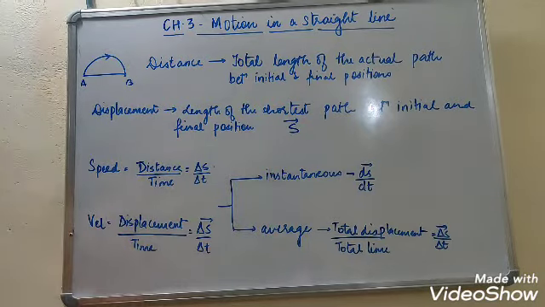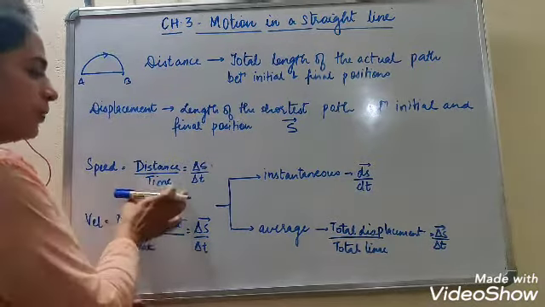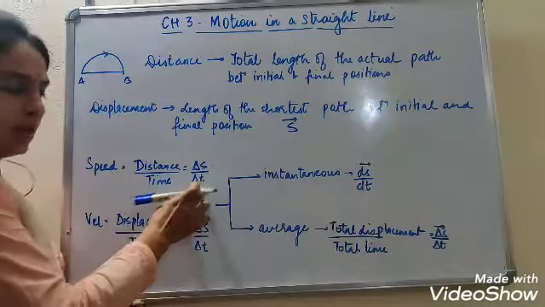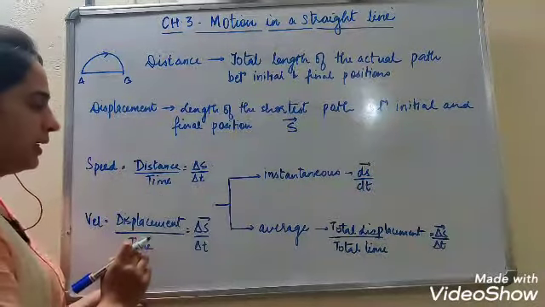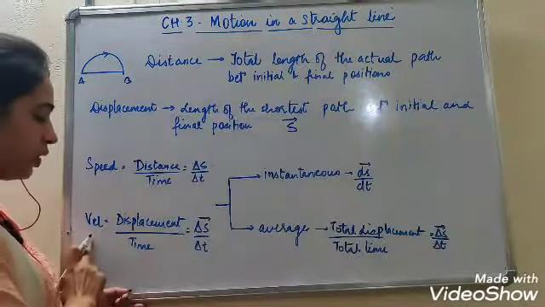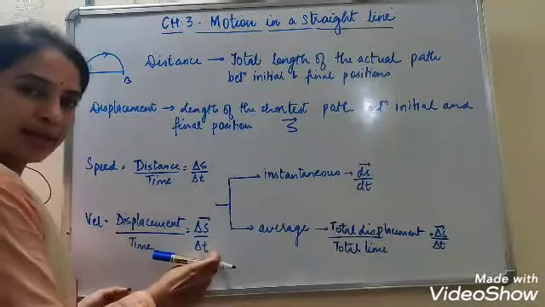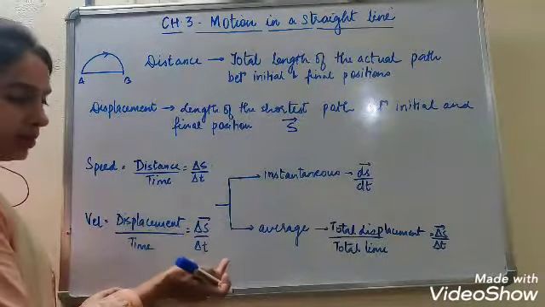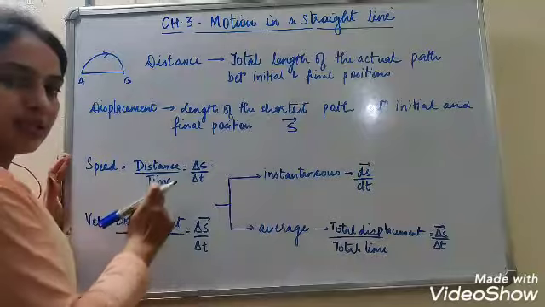What is speed? Speed is given by distance upon time. So we can write speed is change in distance upon change in time, delta s by delta t. And similarly, velocity is given by displacement upon time, that is again delta s by delta t. What is the difference? Velocity is a vector quantity. So velocity is displacement upon time, speed is distance upon time.